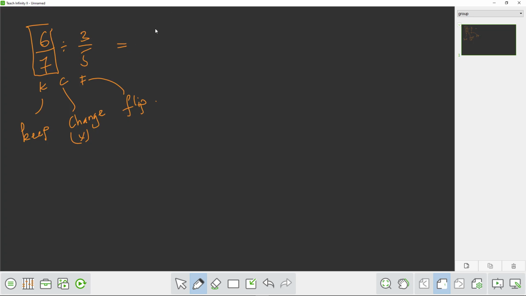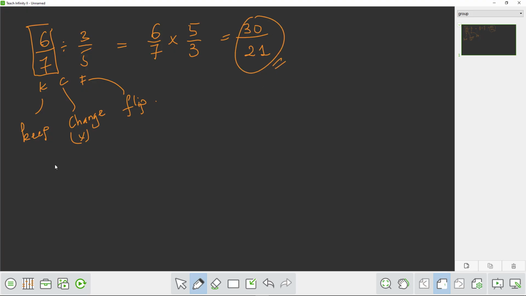So I'm going to keep the first one, 6 over 7. The division becomes multiplication, and then flip this one. The number which is in the bottom becomes the top. The one which is in the top becomes the bottom. The numerator becomes the denominator. The denominator becomes the numerator. So 5, I'm going to put it up, and 3, I'll put it down. And then I just do simple multiplication. 6 times 5 is 30. 7 times 3 is 21. You can simplify, but no need. Just give me the fraction.